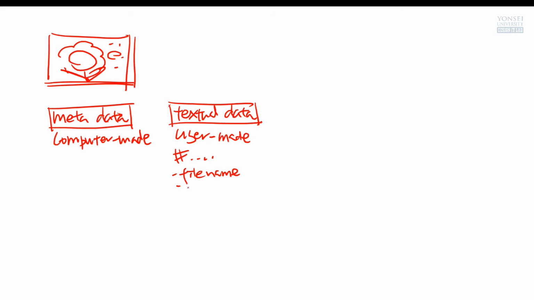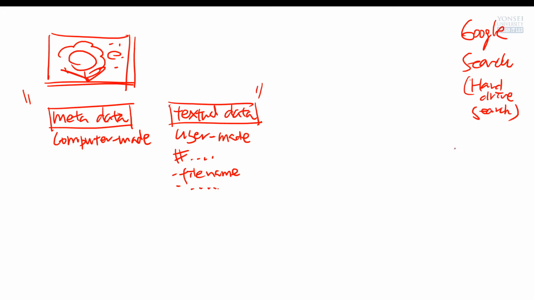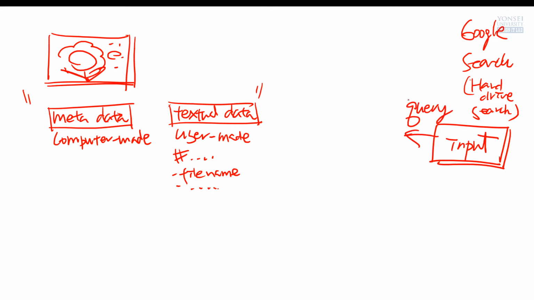Celebrating something, whatever, okay? Some kind of user-made textual data can be the data source for searching, right? So far, this is existing technology and very common, like Google image search or your hard drive search. Input text is here, and this input text can query. This is the query, okay?